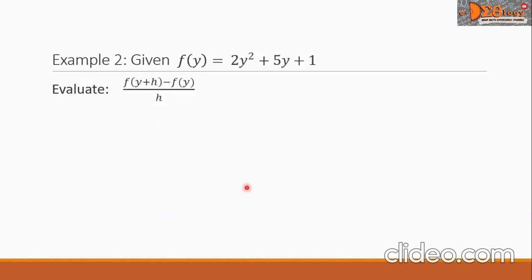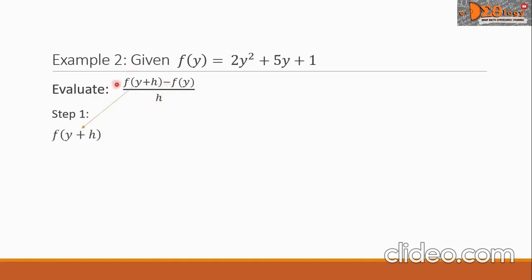Let us have example 2. Given the function f of y equals 2y squared plus 5y plus 1. Evaluate this fraction whose numerator is f of y plus h minus the function f of y, all over h. Let's begin with step 1.